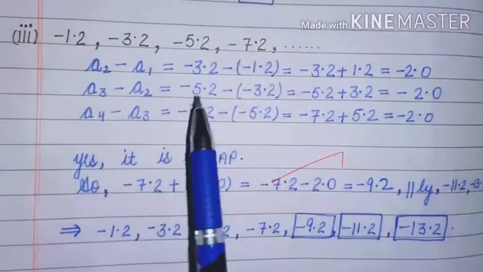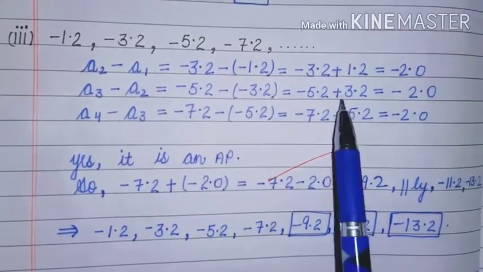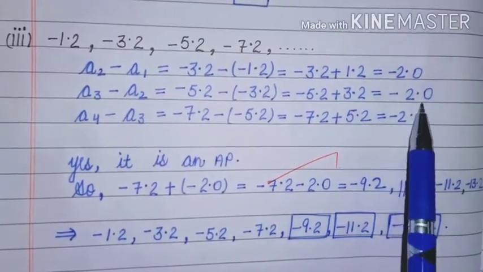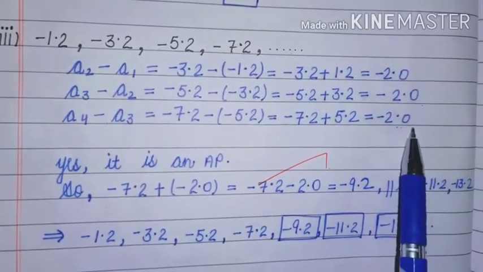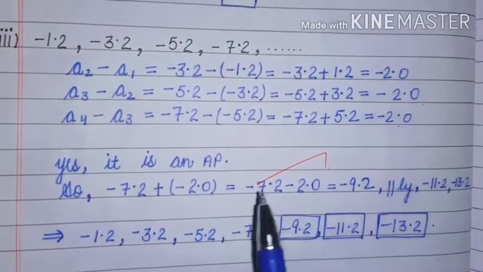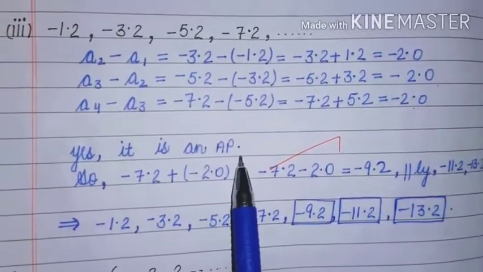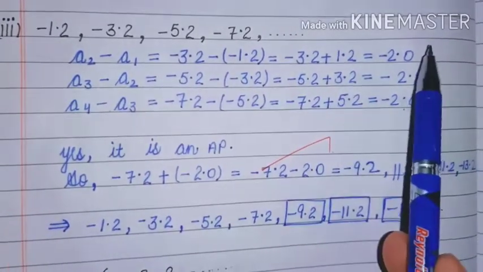Next A3 minus A2. Here minus 5.2 minus, and minus again it becomes plus. After solving you will get again minus 2.0. Similarly, the next D is also minus 2.0. In all cases the value of D is same, so we can say this sequence is AP. Now we will find the next 3 terms beta. So how to find the next 3 terms?